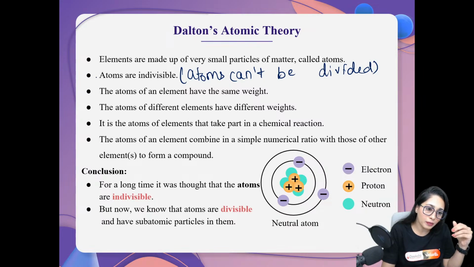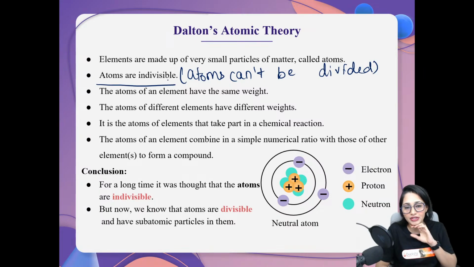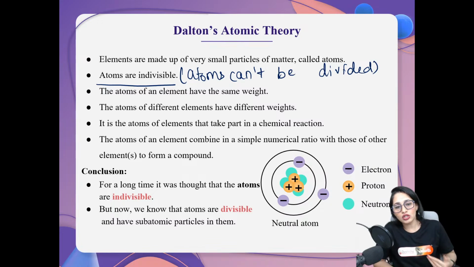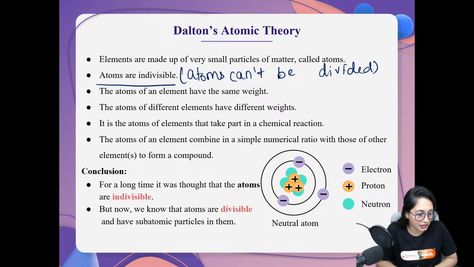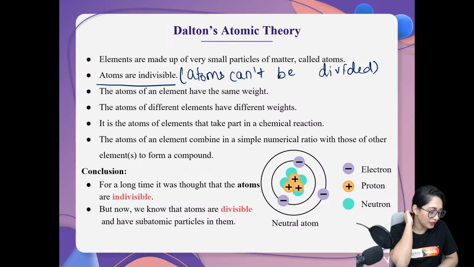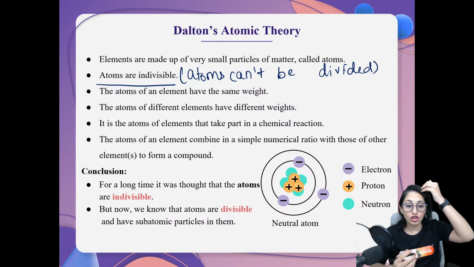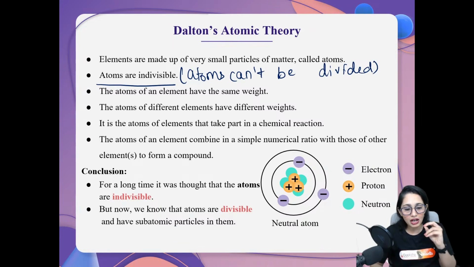The only wrong postulate was this one: atoms are indivisible. No, atoms can be further divided into subatomic particles. This was proved by other scientists later on in time. Next, conclusion. What is the conclusion of Dalton's atomic theory? For a long time, it was thought that atoms are indivisible. This is one of the drawbacks. But now we know that atoms are divisible and they have subatomic particles in them.